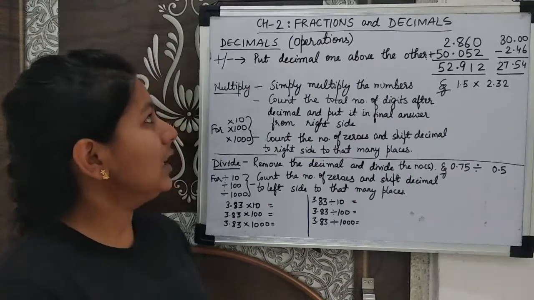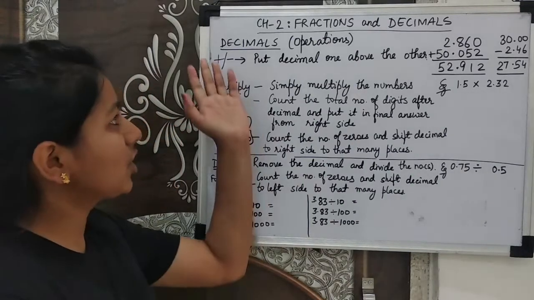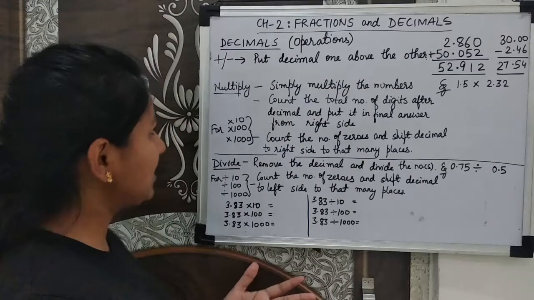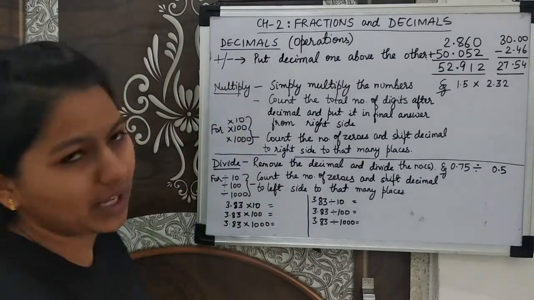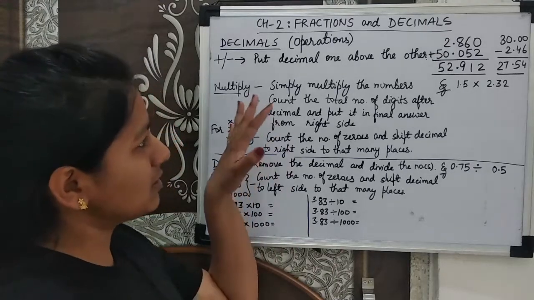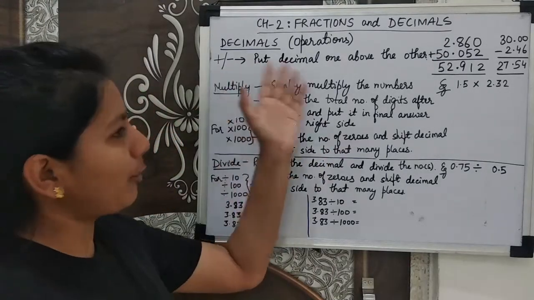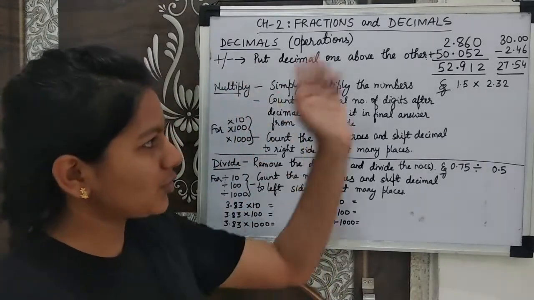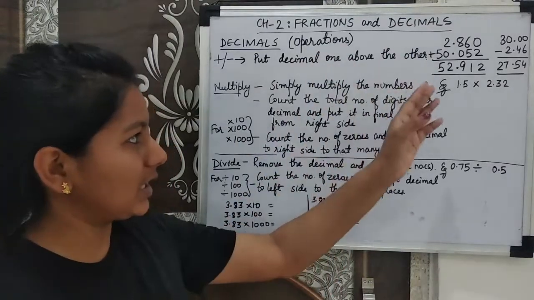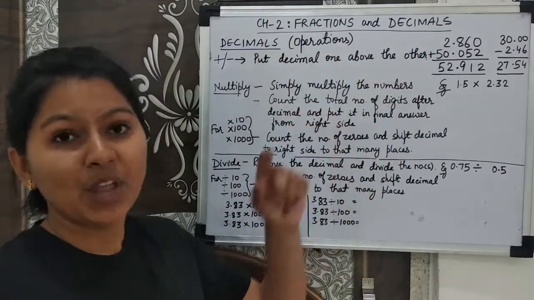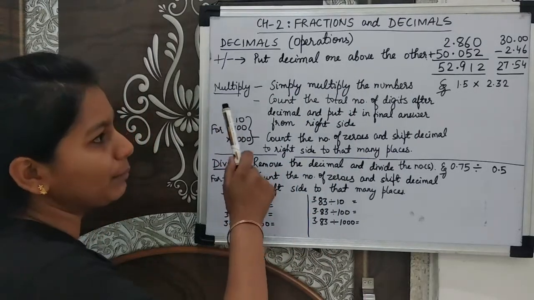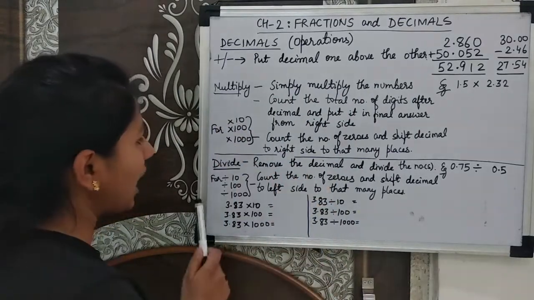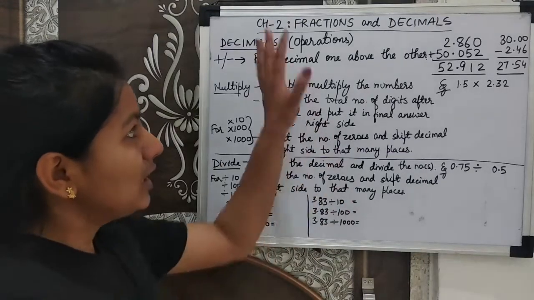Now we will learn how we can do operations on decimals. Again, we are always talking about 4 basic operations: plus, minus, multiply and divide. In class 7th you don't have operations of plus and minus. I have written it here just for revising. In class 6th you have done addition and subtraction of decimal numbers. Now you have to learn how we can multiply decimal numbers and how we can divide decimal numbers.